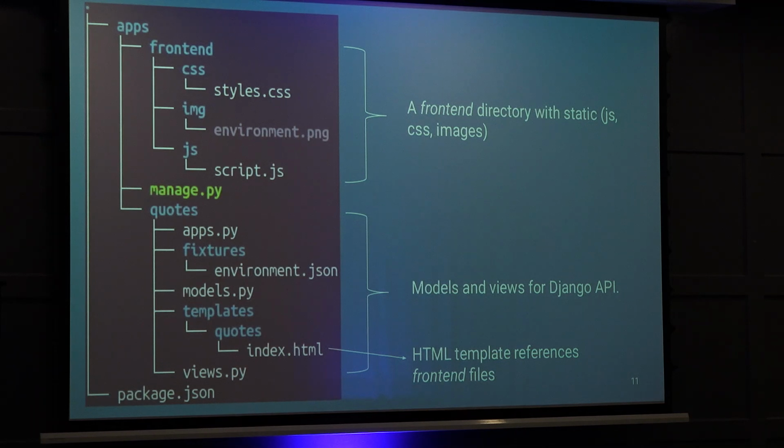So this is the setup. We have a front end directory, which has our CSS, images, JavaScript. And then, as with a normal Python project, we're defining models and views, which then set up an API. And inside environment.json is a list of fixtures, which is the list of quotes, which we can then load into the database to get us started initially. The index.html, of course, references the front end files. And we're using npm to manage the dependencies, which are put into package.json.